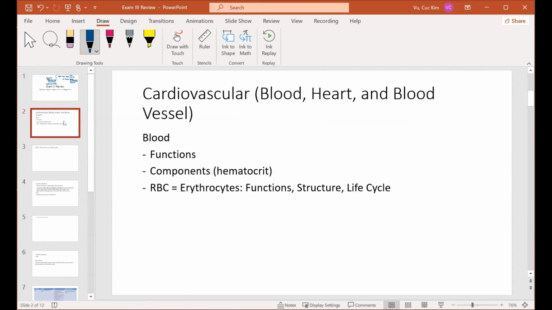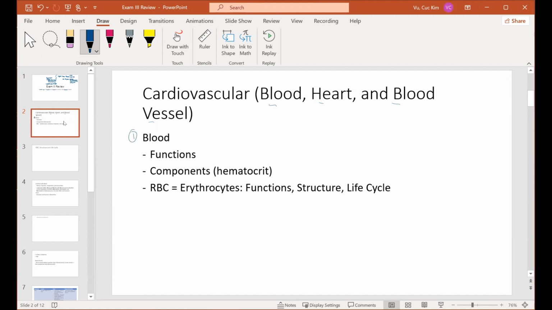So the first one is the cardiovascular. The cardiovascular includes the blood, the heart, and the blood vessels. So, and like you said, it's 3 chapters. It's a lot and it's old. So you want to make sure you do spend time reviewing it. We're going to start with blood first.